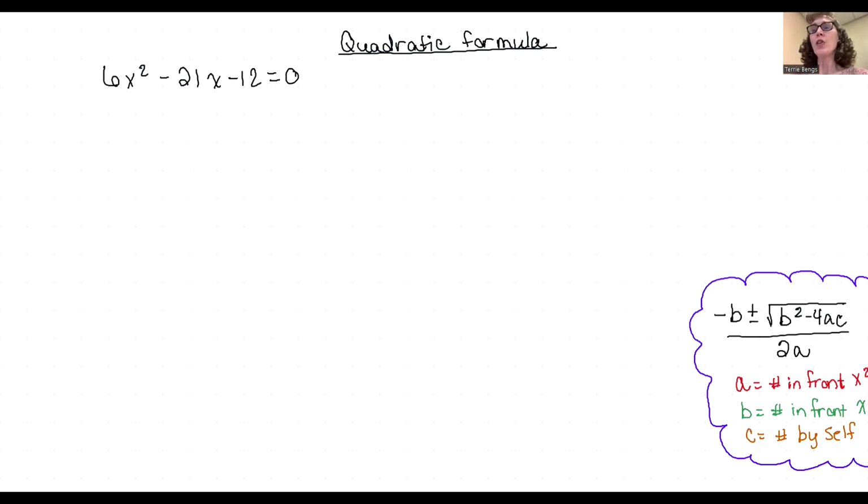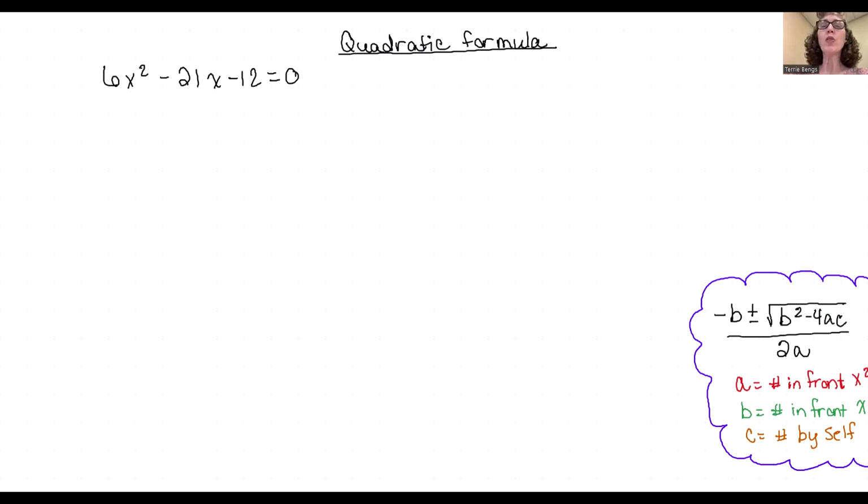I also have written down below it what those letters stand for. A stands for the number in front of x squared, B is the number in front of x, and C is just the number by itself. The first thing we do before anything, if we're going to use the quadratic formula, is we always have to make sure that our problem equals 0. So we have 6x squared minus 21x minus 12 equals 0. It already equals 0, so perfect. We are all set up to go.